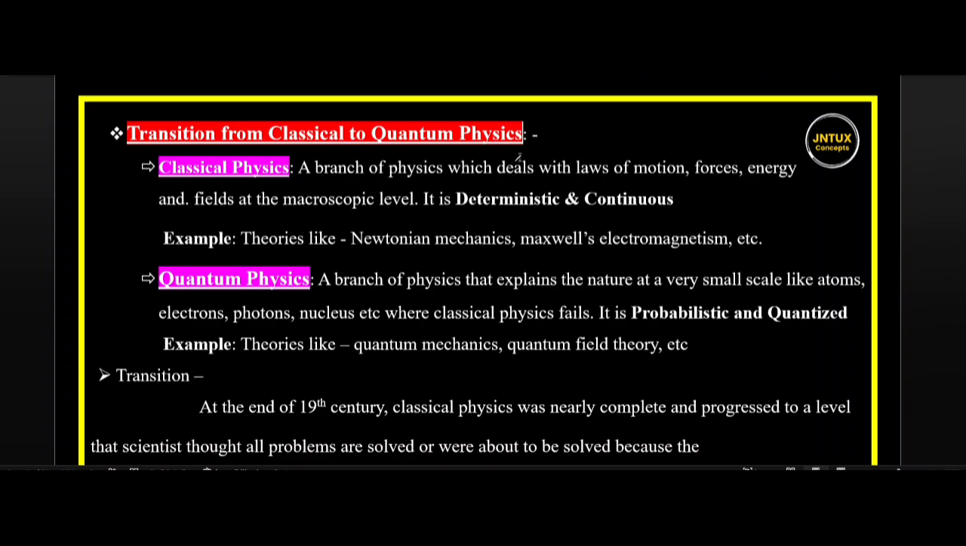So before directly getting into the actual topic, we should know what is meant by classical physics. Classical physics is a branch of physics which deals with the laws of motion, forces, energy, and fields at the macroscopic level. It is deterministic and continuous. It is an important point. Classical physics is deterministic and continuous in nature. We have theories like Newtonian mechanics and Maxwell electromagnetism as examples of classical physics.